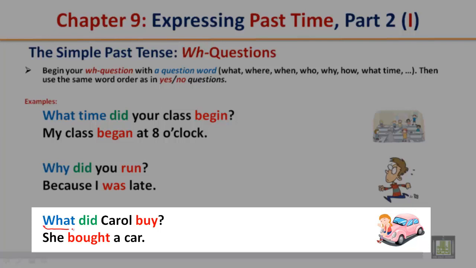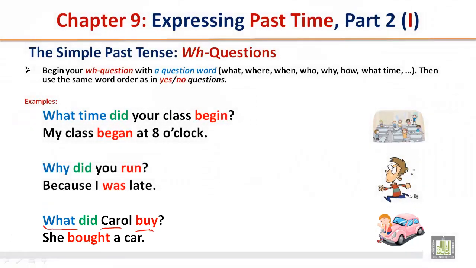What is your question word? Did. Carol is the subject, buy is the verb. You're following the same pattern as in yes or no questions.